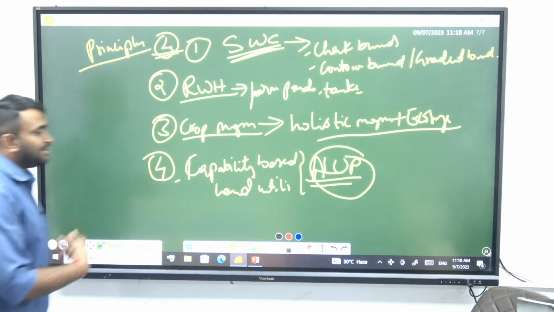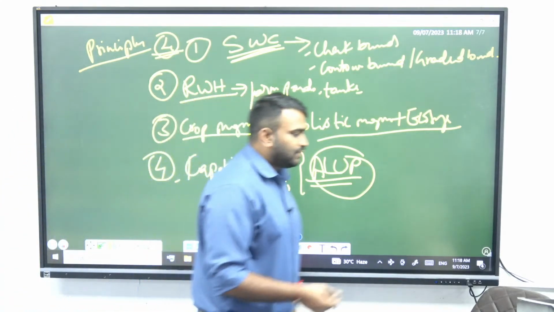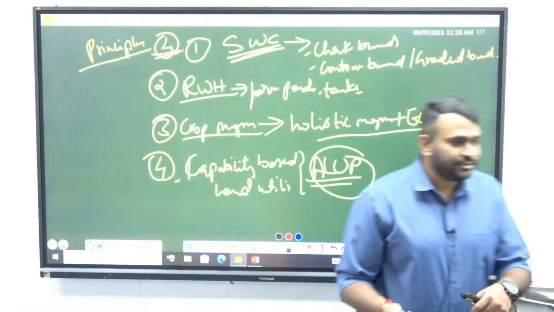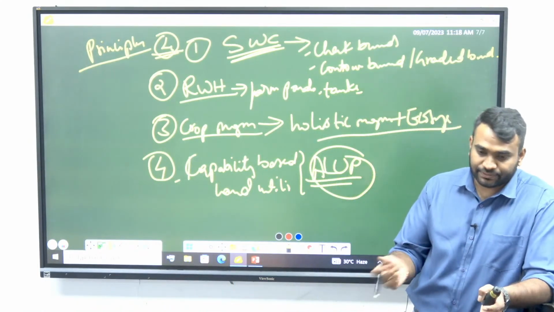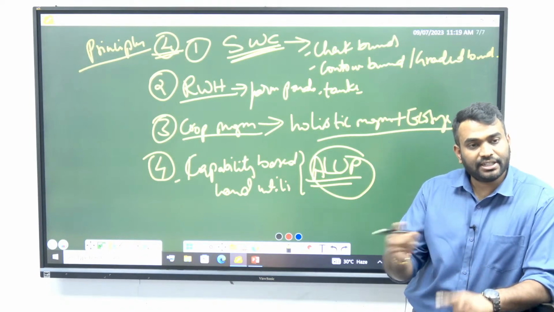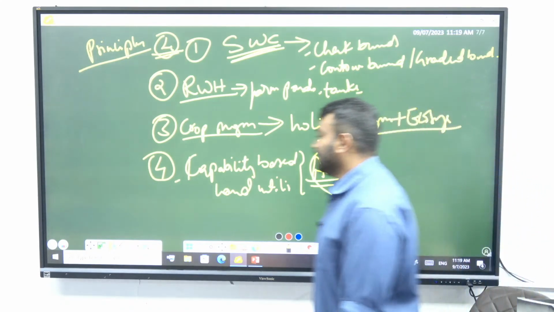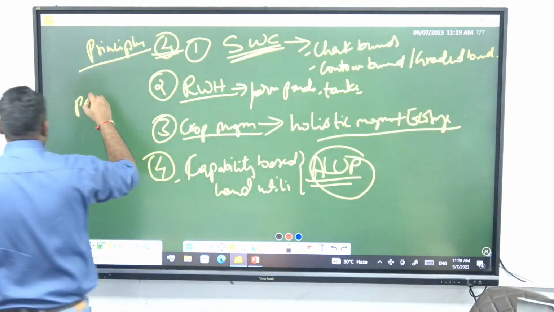Here you have to explain these major principles and also the objectives and definition. If it is for 10 markers, this much is enough. If it is for 15 markers, then you can go for the policies or schemes.